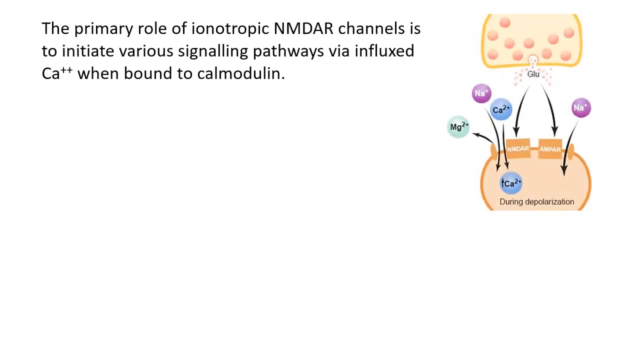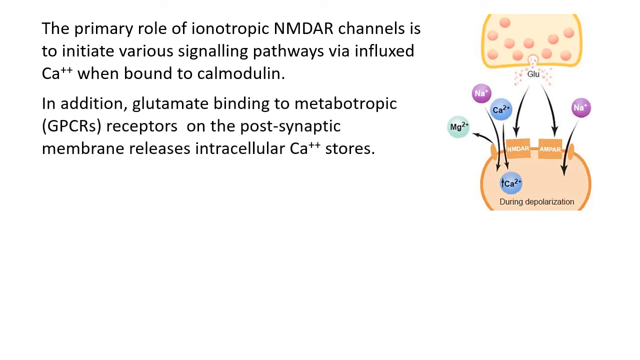The calcium influx via NMDA receptor channels adds to the depolarization, but it also acts as a signaling molecule when bound to calmodulin. Calcium is also released from stores such as the endoplasmic reticulum via glutamate binding to G protein-coupled receptors on the postsynaptic membrane. Remember IP3? If you also remember, these G protein-coupled receptors on synapses are known as metabotropic.